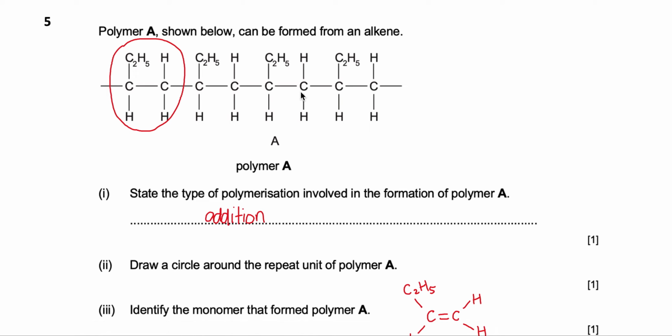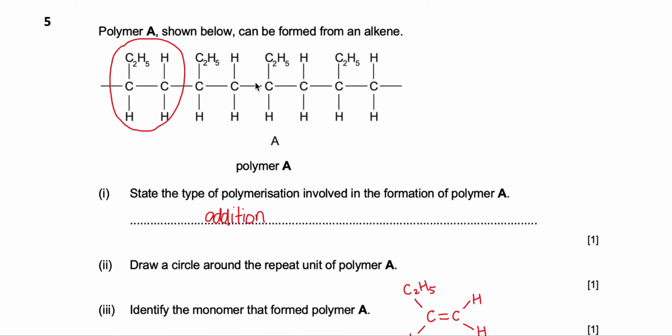Right, next one. State the type of polymerization involved in the formation of polymer A. So if you remember, there's 2 types of polymerization. We've only looked at addition, so it's probably going to be addition. But the way to know is you look at this kind of chain over here, the backbone. This backbone is all carbons, and therefore it must be addition polymerization.